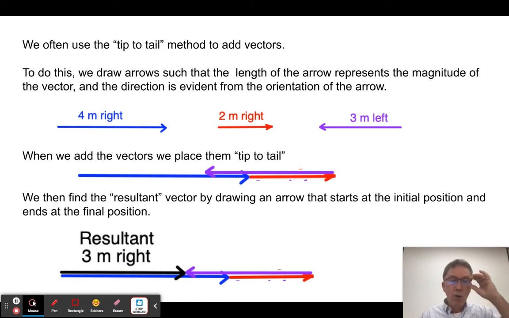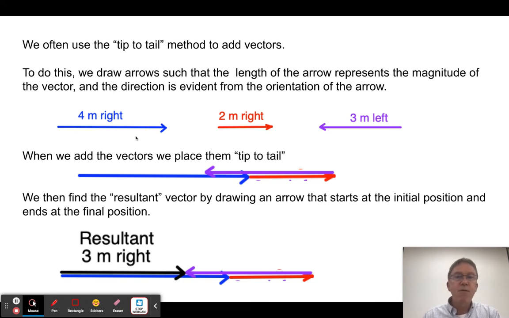Now, often when we're trying to figure out vectors, we find it useful to use the tip to tail method. Basically, what we do in this case is draw an arrow that represents the vector. The length of the arrow represents the magnitude of the vector, and the directionality is given by making it into an arrow rather than just a line.